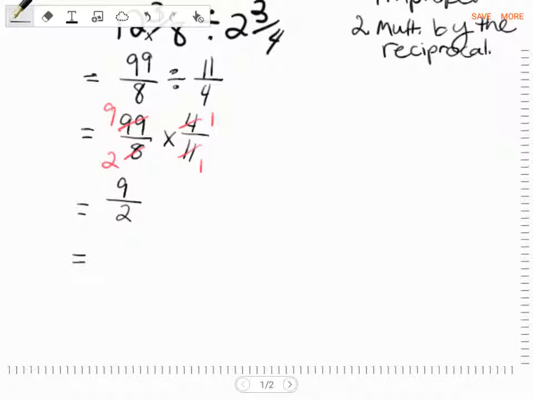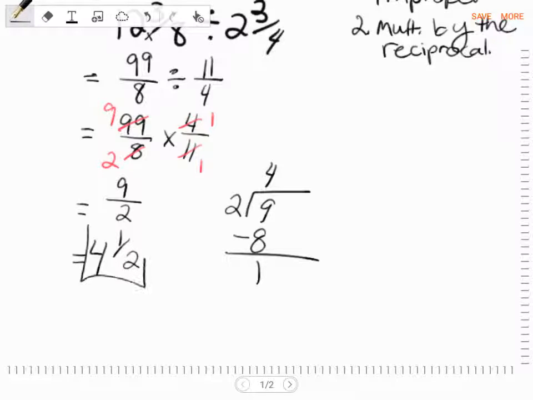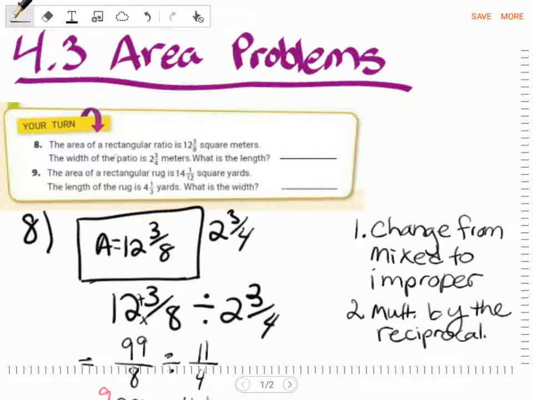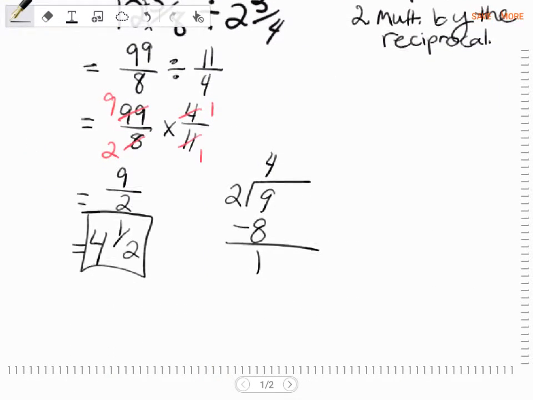I've got an improper fraction here. Since I'm trying to find my final answer, I'm going to change this over to mixed number form. How many times does 2 go into 9? 4 times. 4 times 2 gives you 8. Subtract, and you get 1 left over. So you get 4 wholes with 1 out of 2 left over, so 4 1/2. And that's what the length of our patio is going to be.